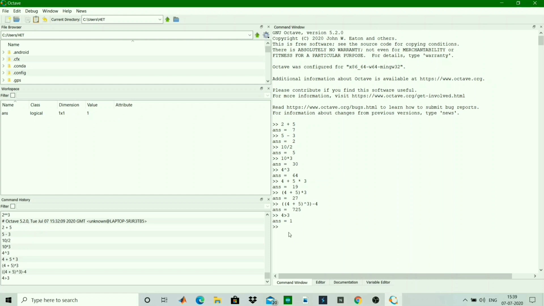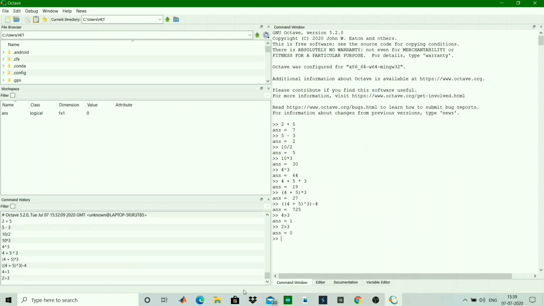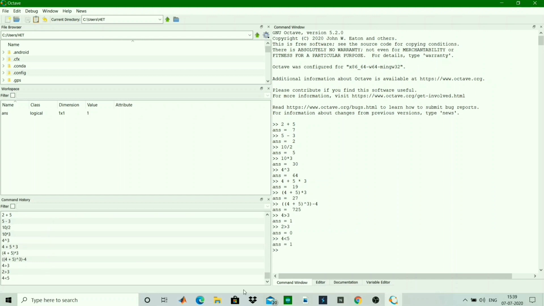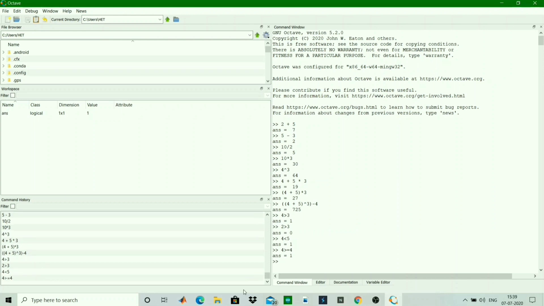1 means true and 0 means false in MATLAB. Now you'd see 2 greater than 3 and the answer is 0. As I have told, 0 means false and 1 means true. When you see 4 less than 5, it would be true, so 1. Now you'll be seeing greater than equal to, so 4 greater than equal to 4, you'd see 1.